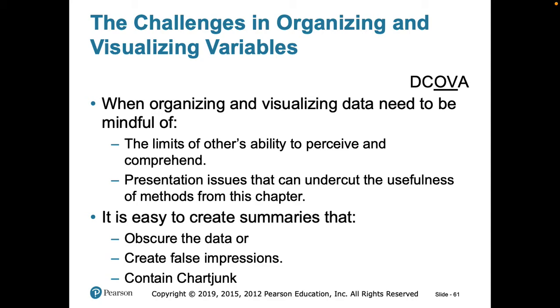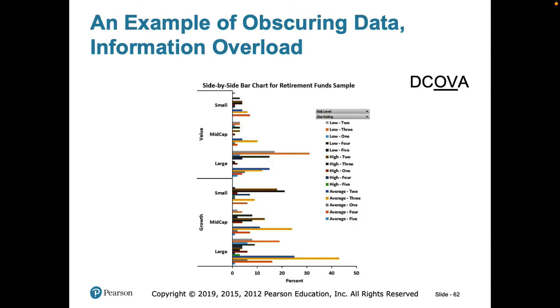Presentation issues can undercut the usefulness of methods from this chapter. It is easy to create summaries that obscure the data, create false impressions, or contain chart junk. That's something you need to keep in mind, especially for the project. You want to make sure that you don't have any chart junk in there. Here is an example of obscuring the data. What does that mean? Basically, even though you presented the data, you're making it look irrelevant or not meaningful. Here you have a side-by-side chart for retirement funds, and then you have your risk levels.